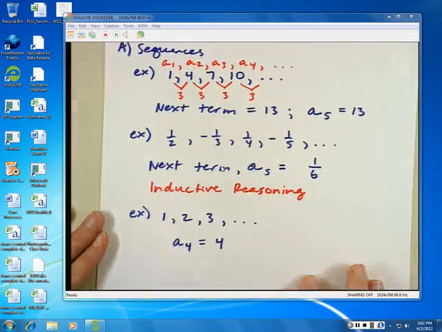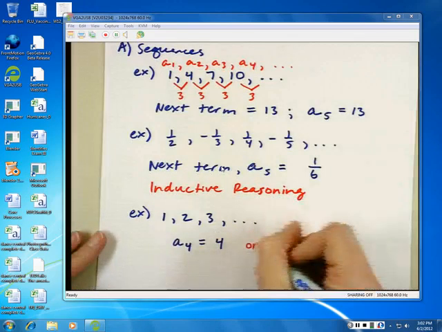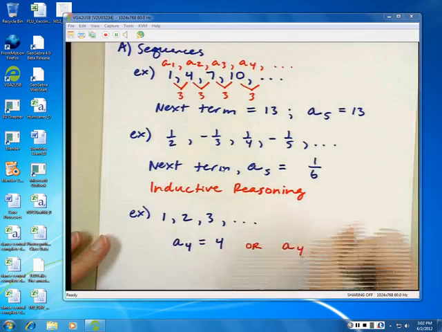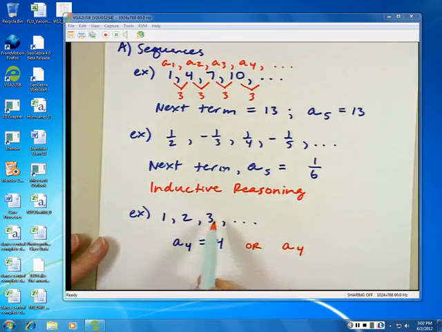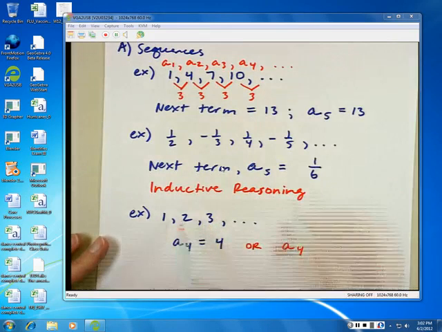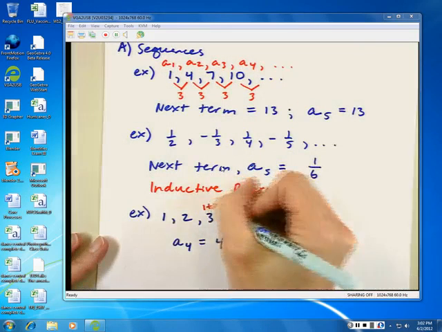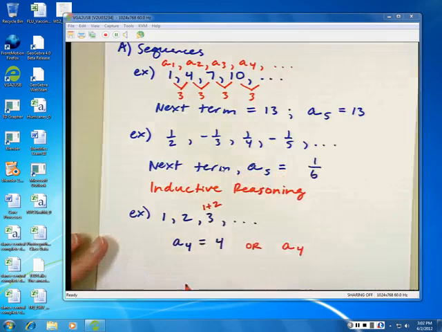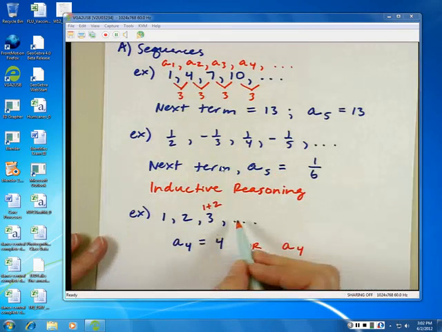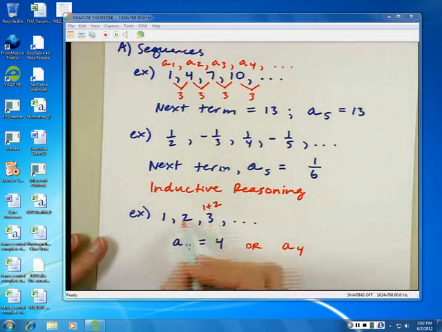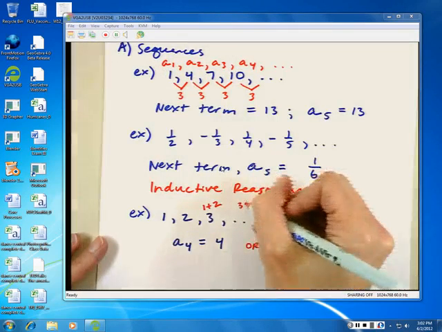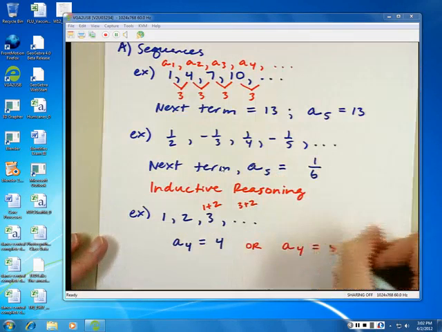But what if we noticed a different pattern? A different pattern might be, for A sub 4, that to get to the 3, we added the 2 plus the 1. So the 3 is 1 plus 2. Which means if I want to get to the next number, I would add the previous 2 numbers. So this one would be 3 plus 2, or 5.